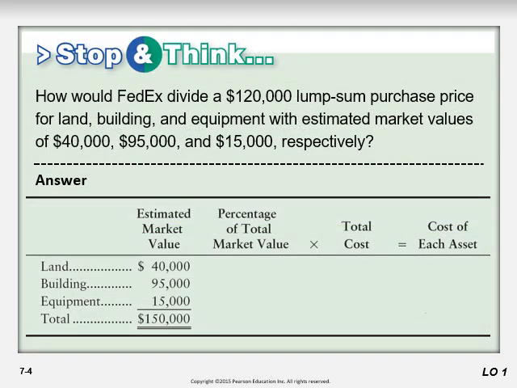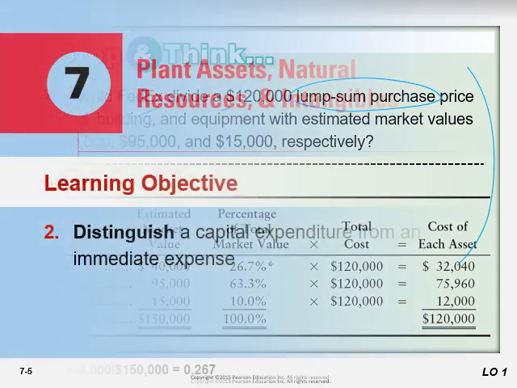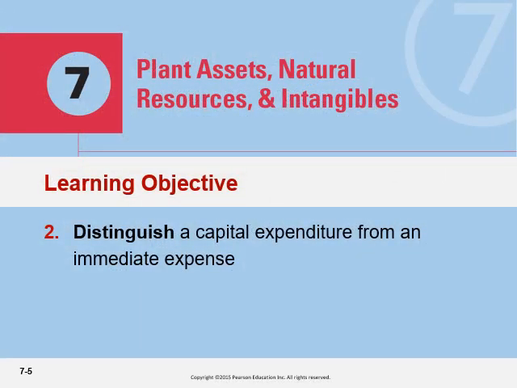Now just stop for a while and try to solve this example that I pasted here. So you have to find out the cost of each asset. So you have a basket purchase or lump sum purchase where you bought a land, building, and equipment. So just try to solve it by yourself and match the answer accordingly. Here we go. Okay, so just pause the video over there and match the answer.